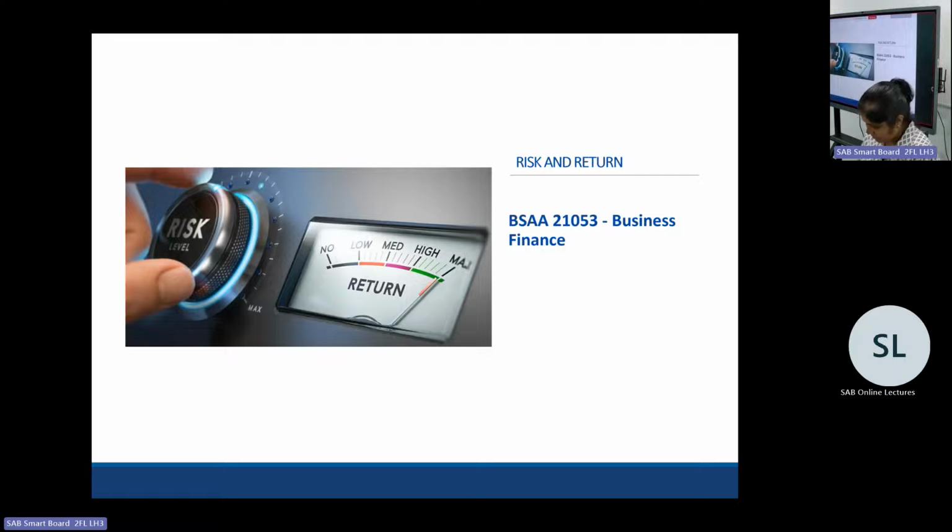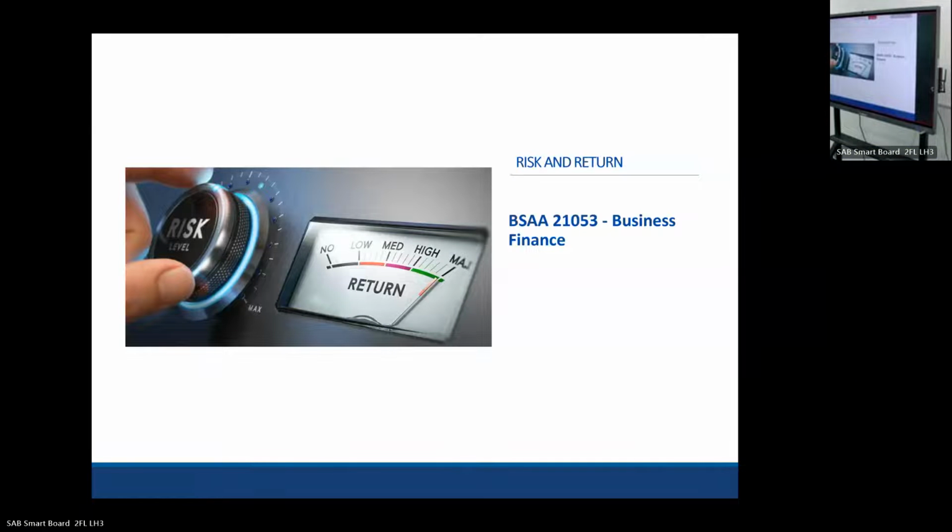I hope you have not forgotten everything we discussed previously. So now we are on a different topic. To recap the things we discussed, the objective of financial management.